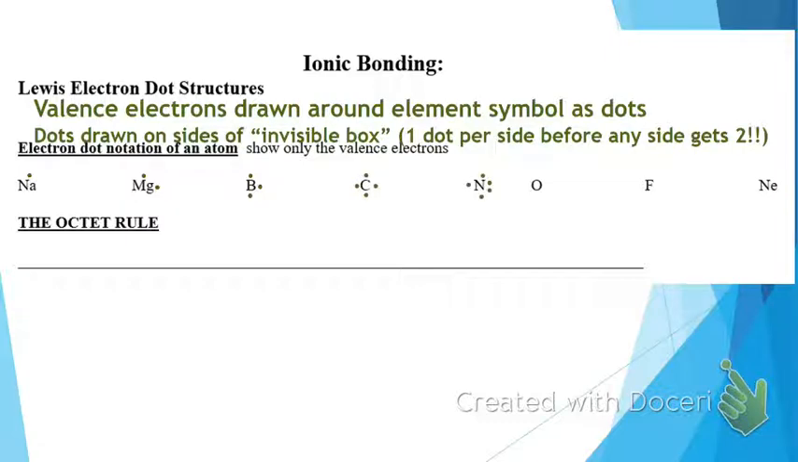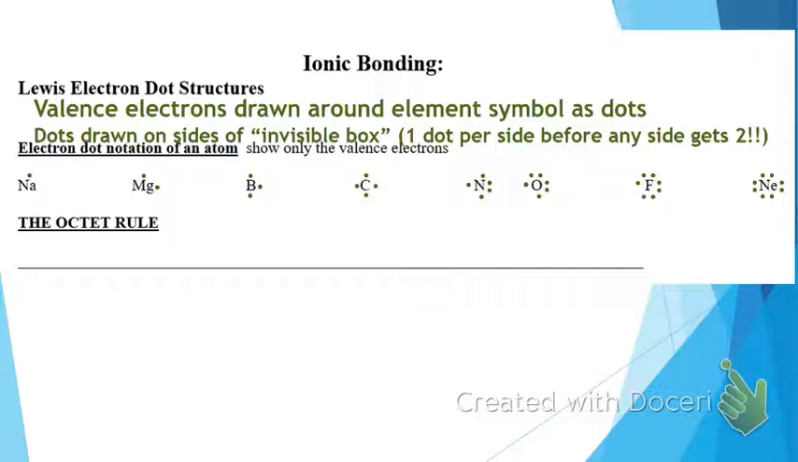Nitrogen gets 5. Notice here, I have one side that's doubled up, and then 3 sides that each just have 1 electron. It's really important that we have these drawn in the right places. Oxygen gets 6, 2 doubled up sides and 2 sides that just have 1. Fluorine gets 7, and neon gets 8. So just reminding you how we draw these out. Also reminding you of the octet rule.